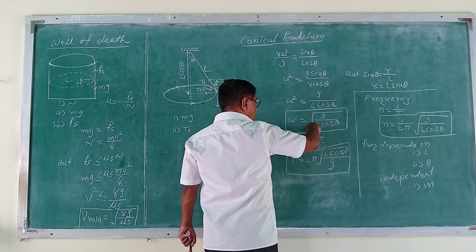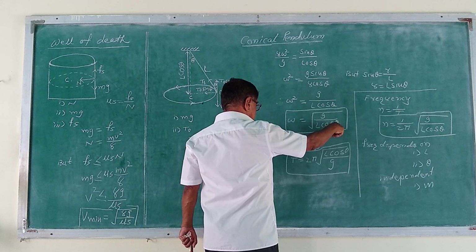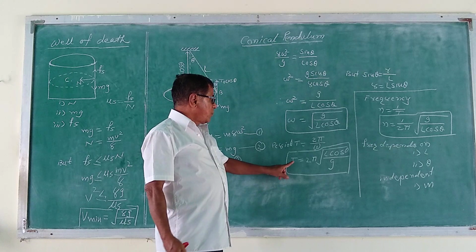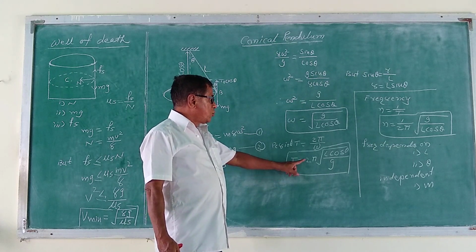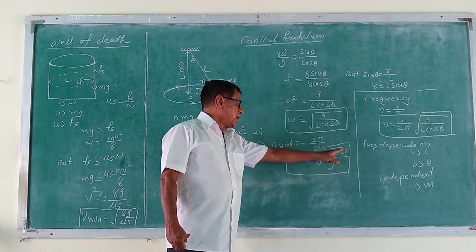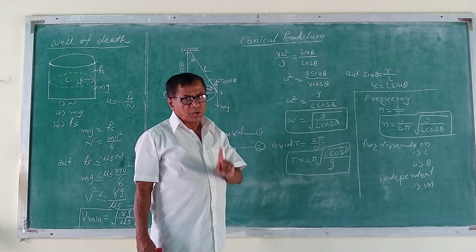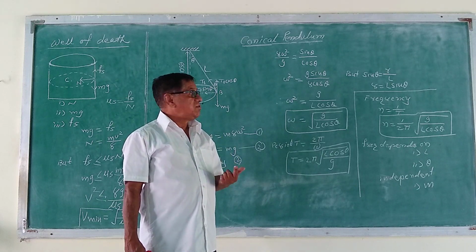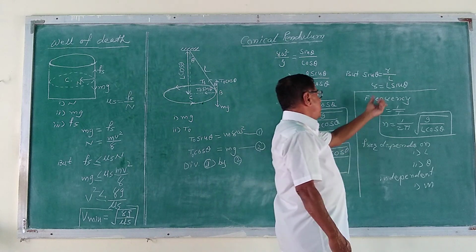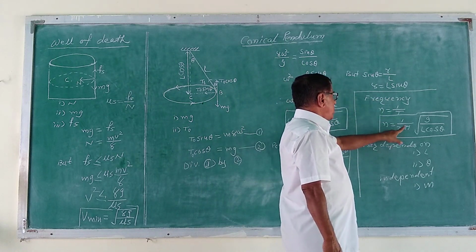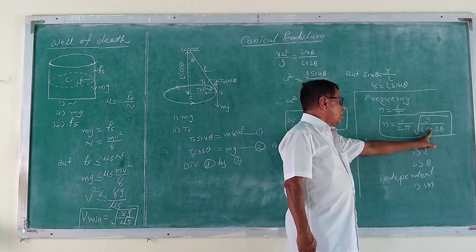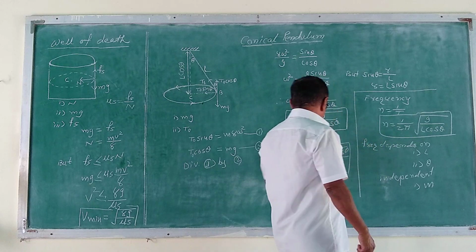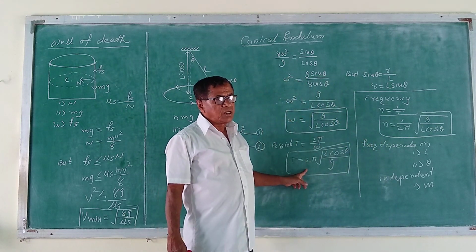Therefore omega is equal to root of g upon l cos theta. We know that period T is equal to 2 pi upon omega. Therefore the period of the conical pendulum T is equal to 2 pi root of l cos theta upon g. If we want the frequency of the conical pendulum, then n is equal to 1 upon T, which is 1 upon 2 pi root of g upon l cos theta. This is the formula for the frequency, and that is the formula for the period.